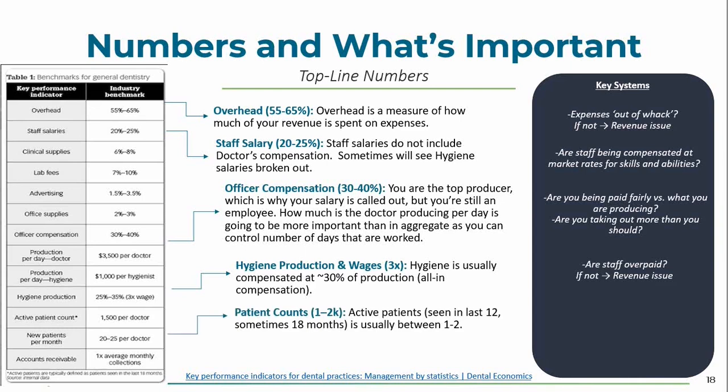Patient count. This is more of a statistic than a financial number, but patient counts are important because it helps you get a sense of the size of the practice. Normally you're looking at active patients, somebody that's been seen in 12, sometimes they look at 18 months, and usually that's between 1 to 2,000 patients. That's a huge number, and I was really surprised at how large that was when my wife bought her practice. Hers was around 2,000, and that's a lot of people to keep track of and take notes on.